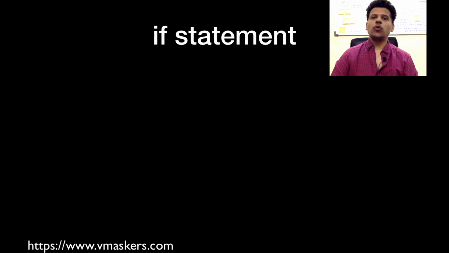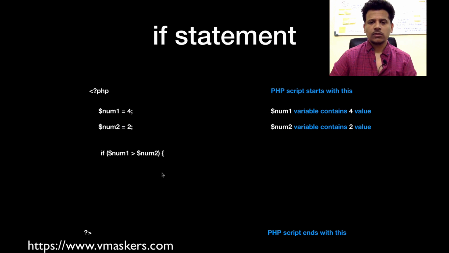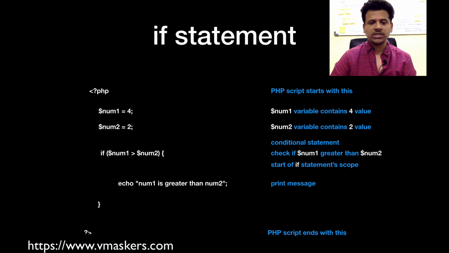Now let's see our code in a graphical version for better understanding. Our PHP code starts with this, ends with this. We have defined the first variable num1 equals 4, second variable num2 equals 2. This is a condition statement. We are checking if num1 is greater than num2. Inside the round brackets is our condition, and the open curly brace indicates that the if statement scope has begun. After that we are printing echo num1 is greater than num2. It is just a simple print message, and then this curly bracket indicates the end of our if statement.